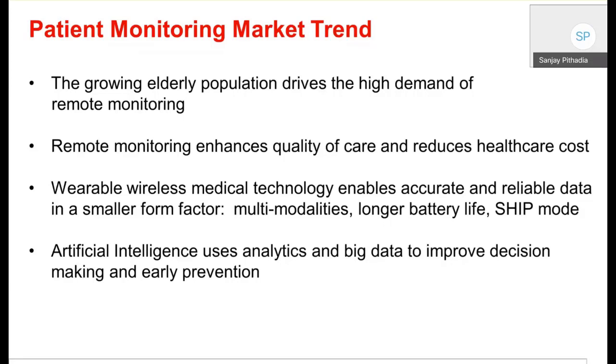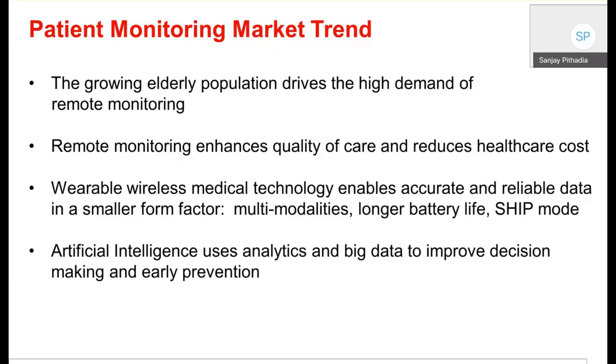Once the vital signs are monitored and captured and sent for processing, artificial intelligence uses analytics and big data to improve decision making and early prevention. So these are all big trends coming in patient monitoring.